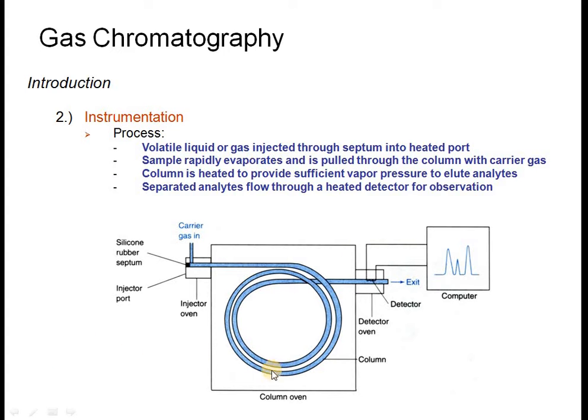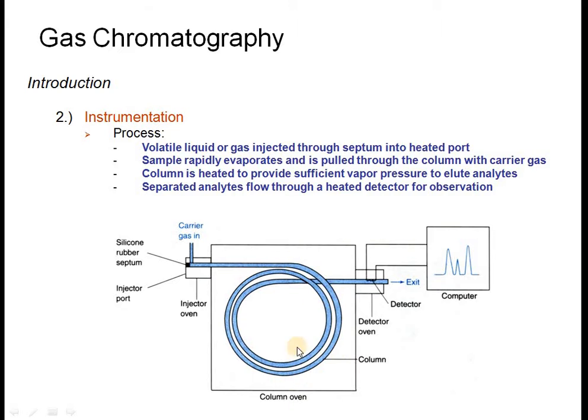This is the injector port, and this is the injector oven, and the carrier gas is also here, and a silicone rubber septum. The sample rapidly evaporates and is pulled through the column with the carrier gas. It evaporates rapidly because the oven temperature is 0 to 400 degrees centigrade, so it is easily pulled through the column with carrier gas.